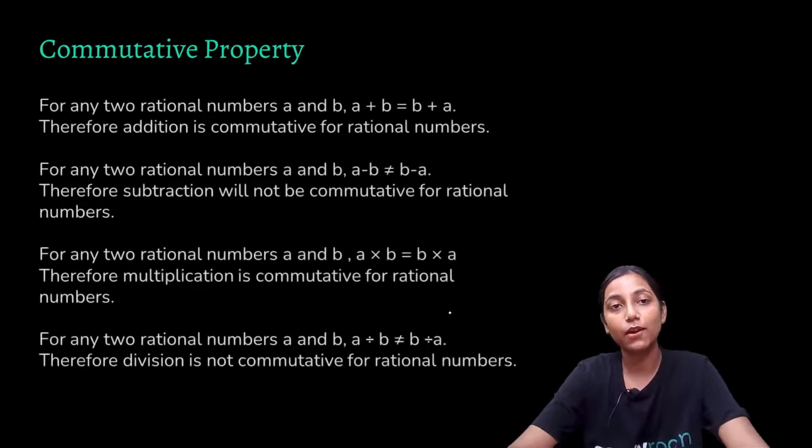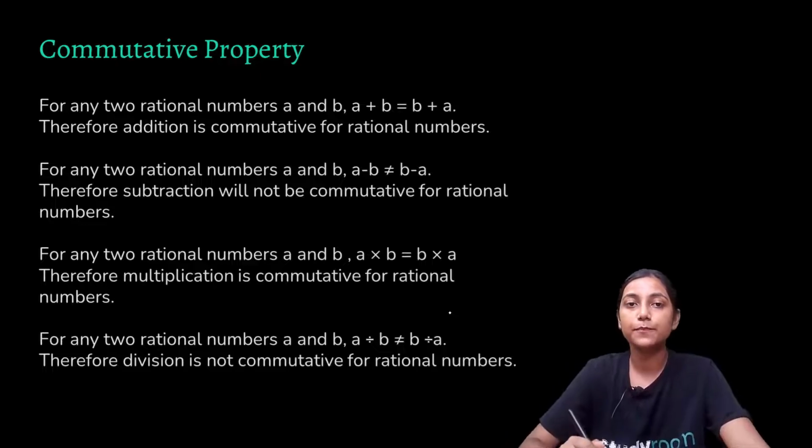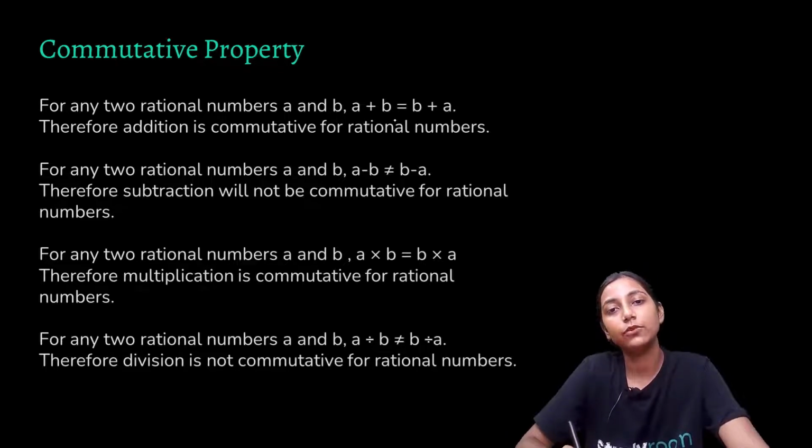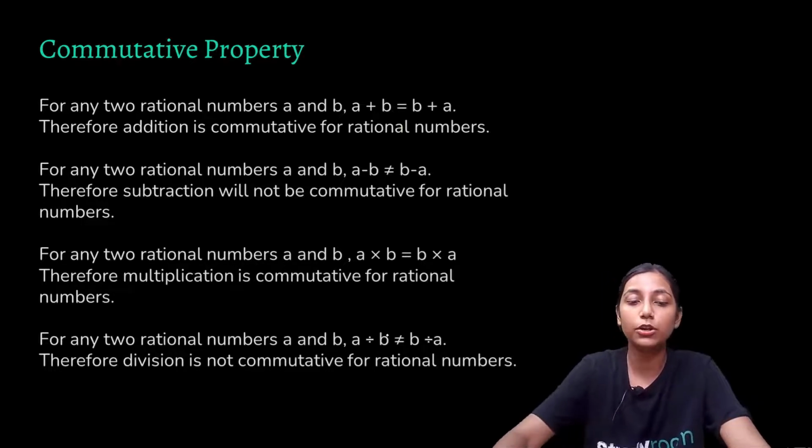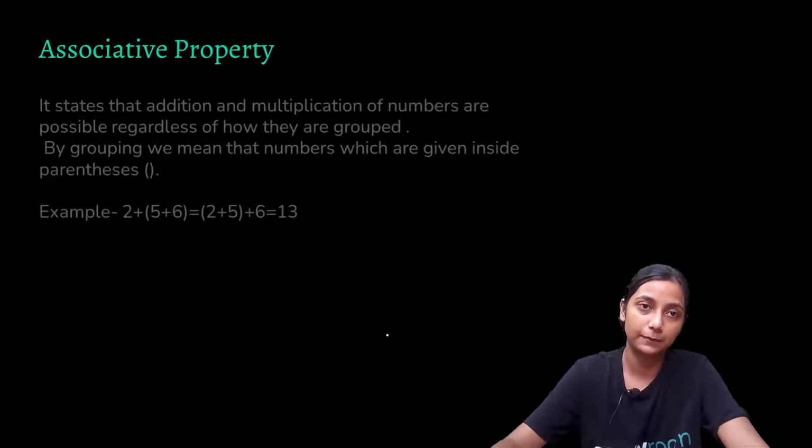The next property was the commutative property. So again we concluded these 4 points for rational numbers, that if a and b are two rational numbers, then a plus b is equal to b plus a, a minus b will not be equal to b minus a, a multiplied by b will be equal to b multiplied by a, but a divided by b will not be equal to b divided by a.